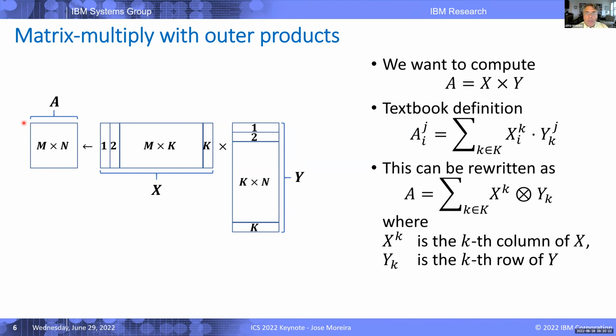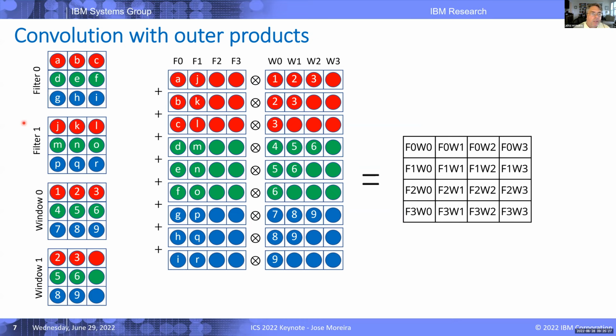Convolution, like I said, can also be done. So if you have, let's say, a sequence of filters and a sequence of windows, you can see the window one here is the window zero shifted. Because in convolution you go through the image windows, you can actually do the outer product. You assemble these vectors, and the columns are the filters and the windows into the image, but you do the outer product of the rows.